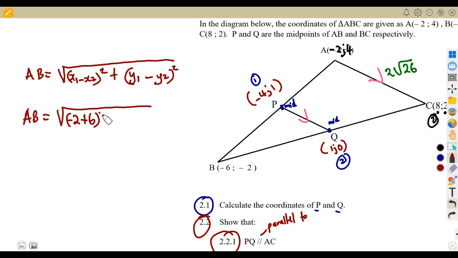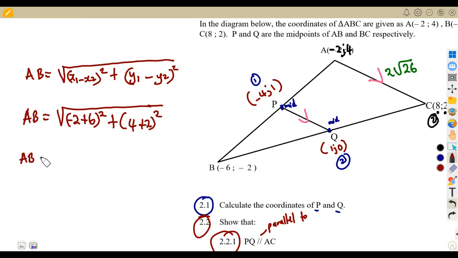Minus minus, guys, it gives us a positive 6. Plus you do the same on the y value, 4 minus this y value, which is minus 2. So it is going to be 4 minus minus 2. So minus minus gives us a plus. So that's 4 plus 2, guys, okay? I think now we are used to this, okay?